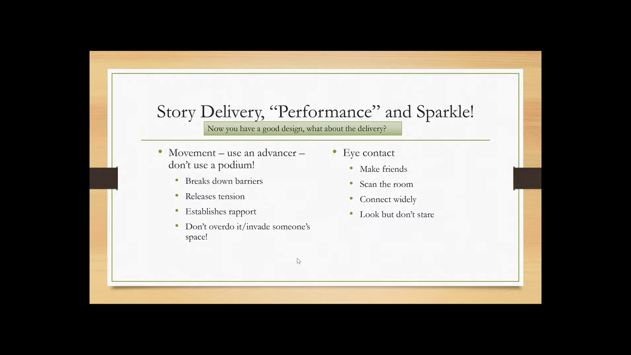My thoughts are that movement is useful. I use an advancer typically when I'm providing a presentation. If I'm stuck behind the podium, it's very static. So when I come out and walk around the room, it breaks down barriers. Of course, I do not want to overdo it. So I don't want to walk too far into people's space. So we can typically use the front of the room to walk backwards and forwards. This also ends up releasing some tension. And if we do it right, it establishes a rapport. But definitely don't invade other people's space.